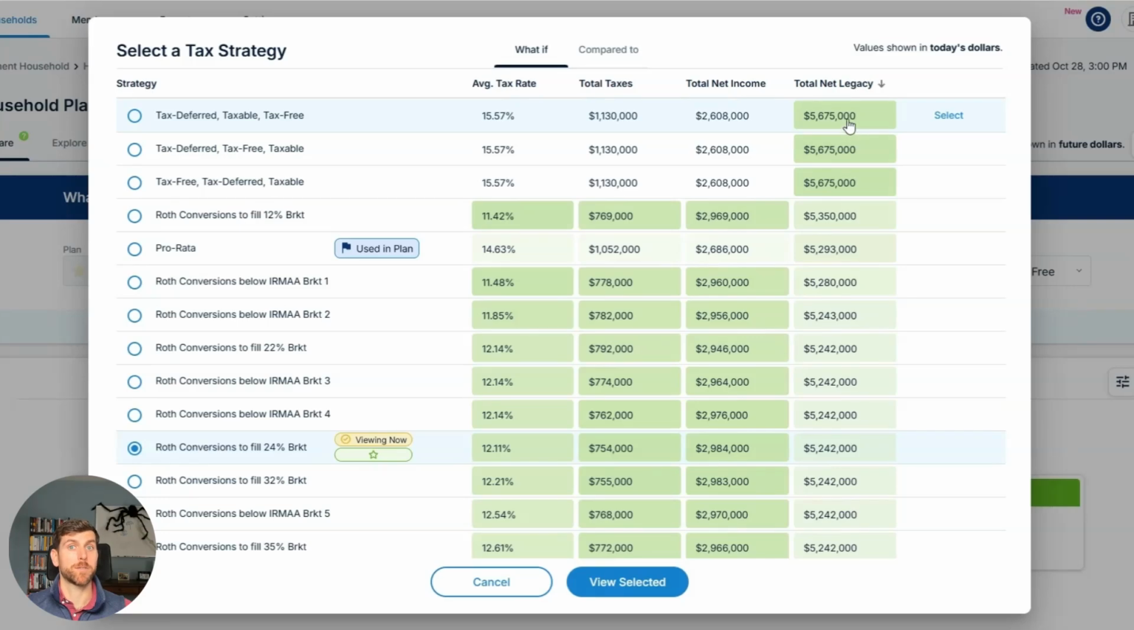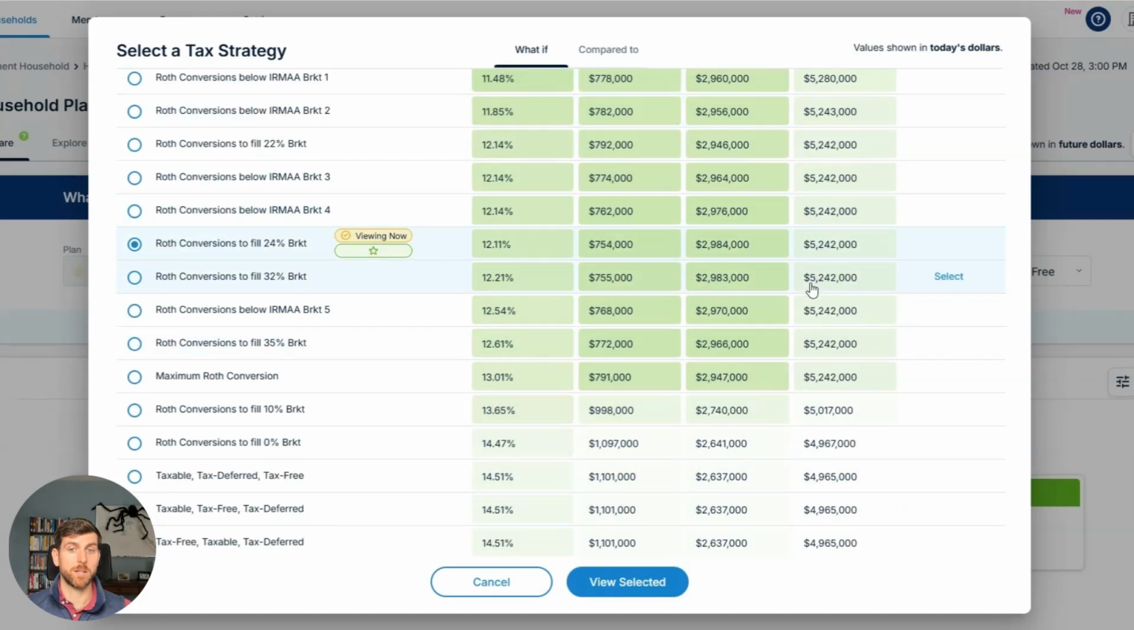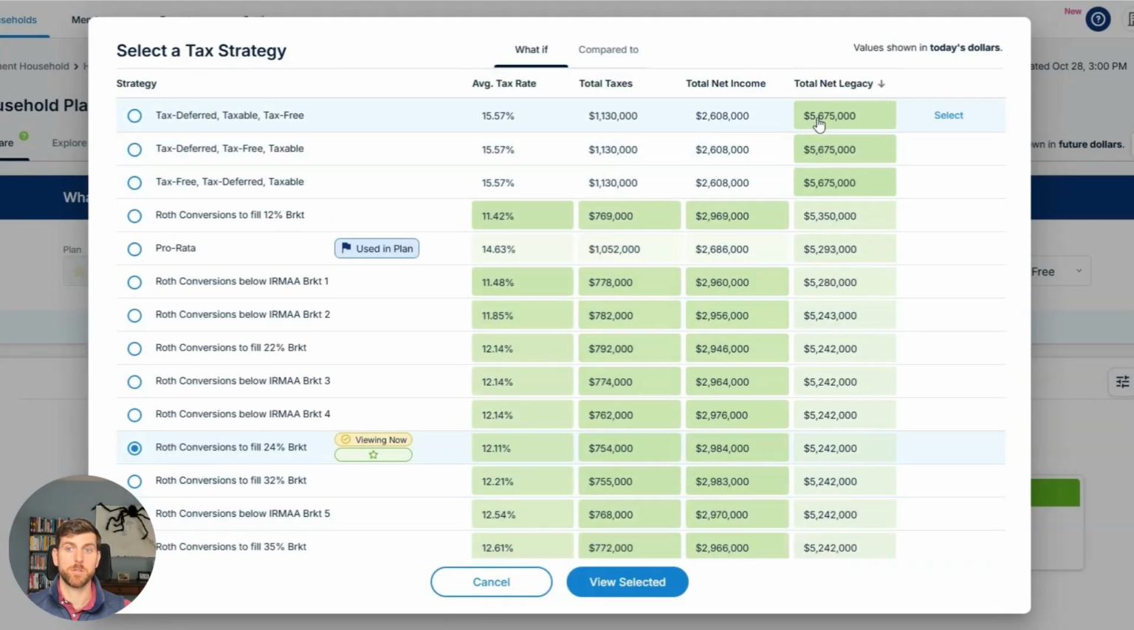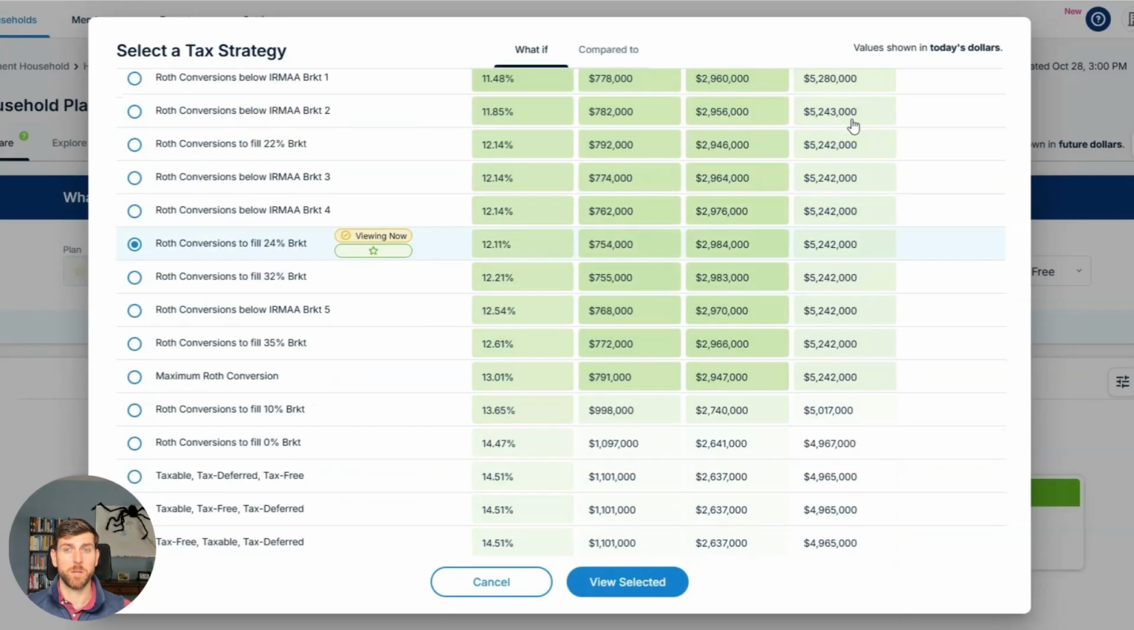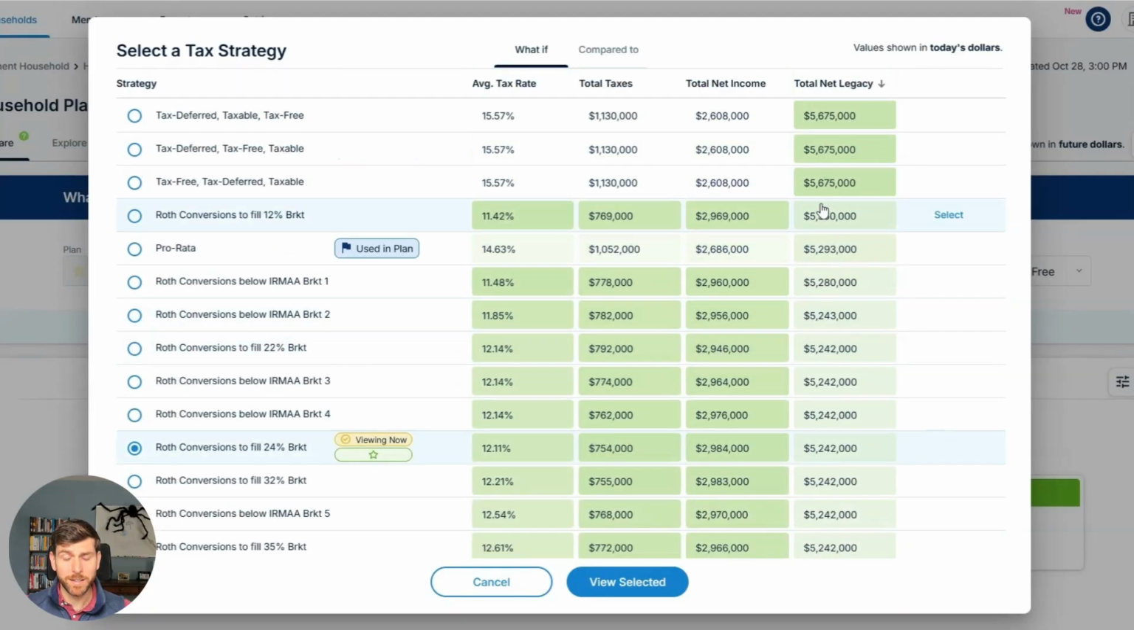much money left over. We can scroll down and see that if we were to start with the tax-free assets, go into the taxable assets, and then finally exhaust the tax-deferred assets, there's a big difference in outcomes. So $4.965 million compared to $5.675 million. So that is a big swing, several $100,000, and that would be money that you could gift to people or causes you care about today.